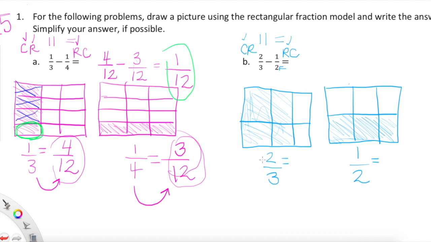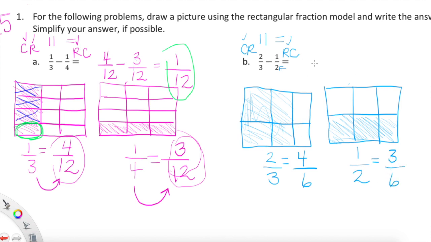So no longer do we have 2/3 shaded. Now we have 1, 2, 3, 4 shaded boxes out of 6. 2/3 is equal to 4/6. Here we had 1/2. No longer do we have 1/2. Now we have 3 out of 6 shaded.